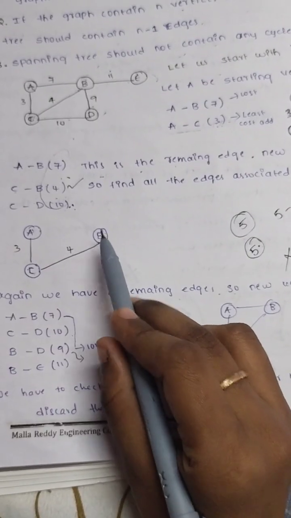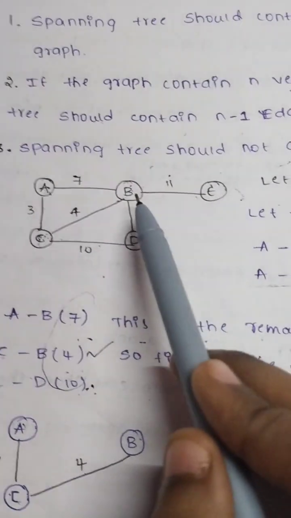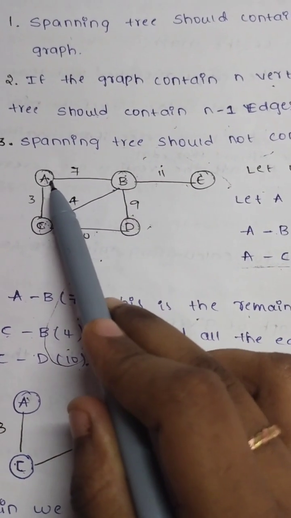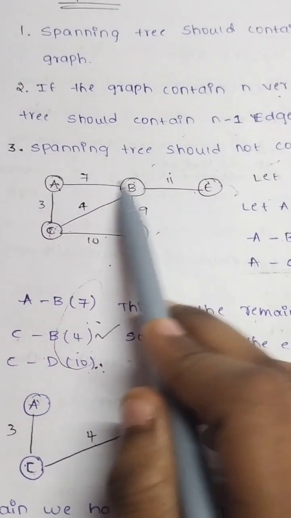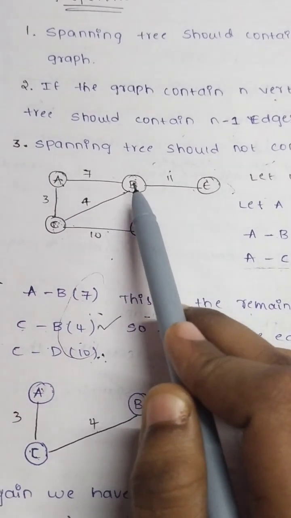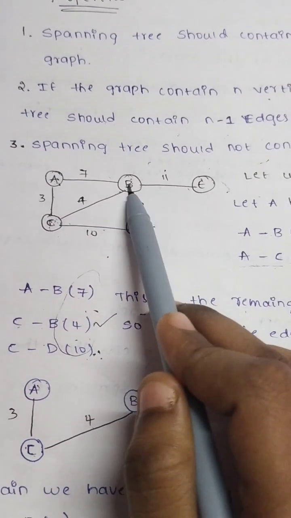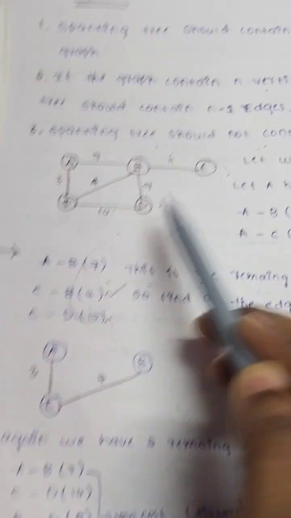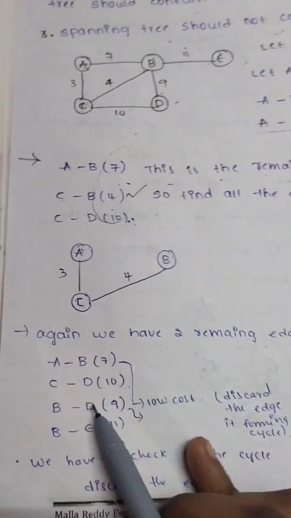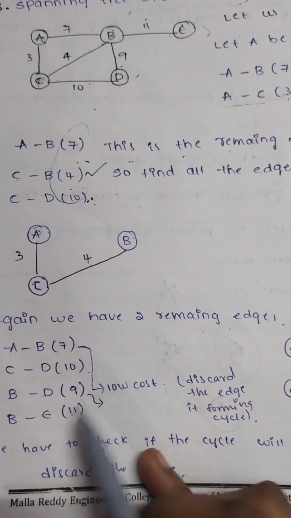We have to check all the associated vertices of B. Here, from B to A it is already completed, like A to B, so we should not consider that. B to C is also already completed. So what new vertices are there? From B to E, B to D. From B to D the minimum cost is 9, and from B to E the minimum cost is 11.